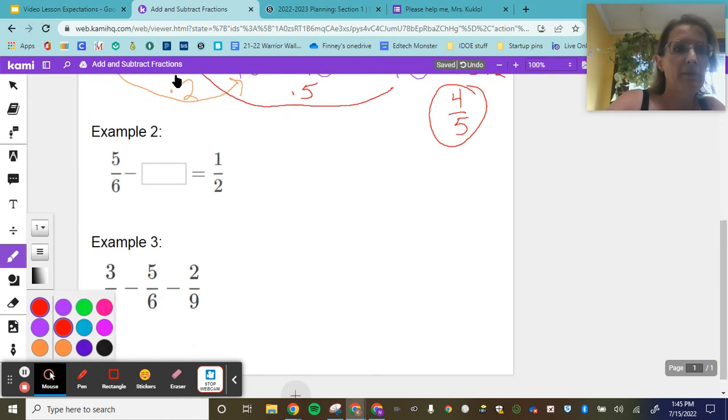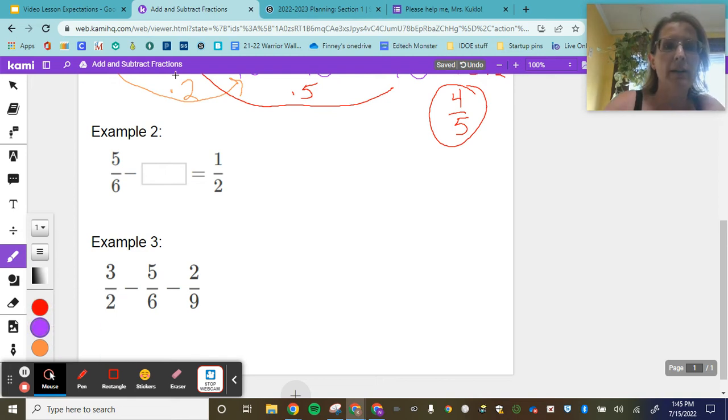Here's our next example. 5/6 minus what equals 1/2. So this one's tricky because we're looking for what we subtract, but we're still going to do the same thing we did before. 5/6 minus something equals 1/2. We need to find our common denominator, which between 6 and 2 is 6 because 2 will go into 6. My denominator for each thing will be 6.